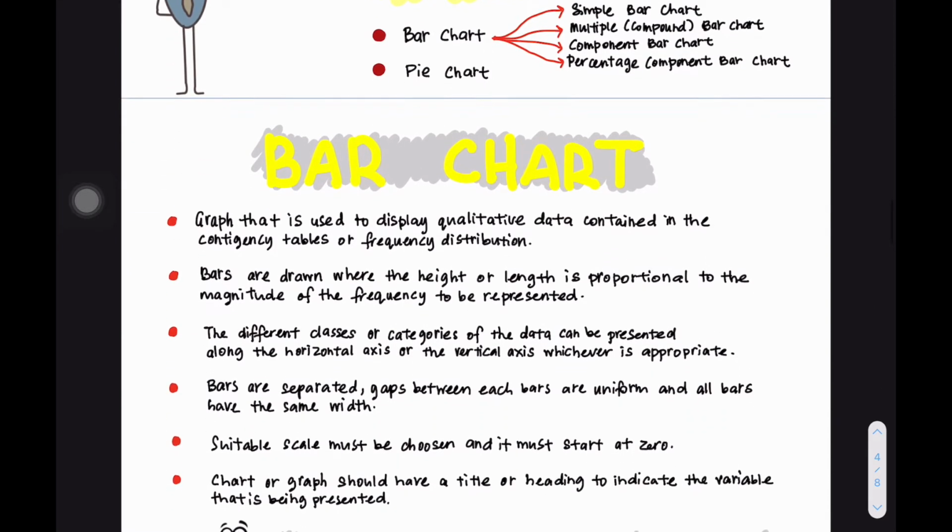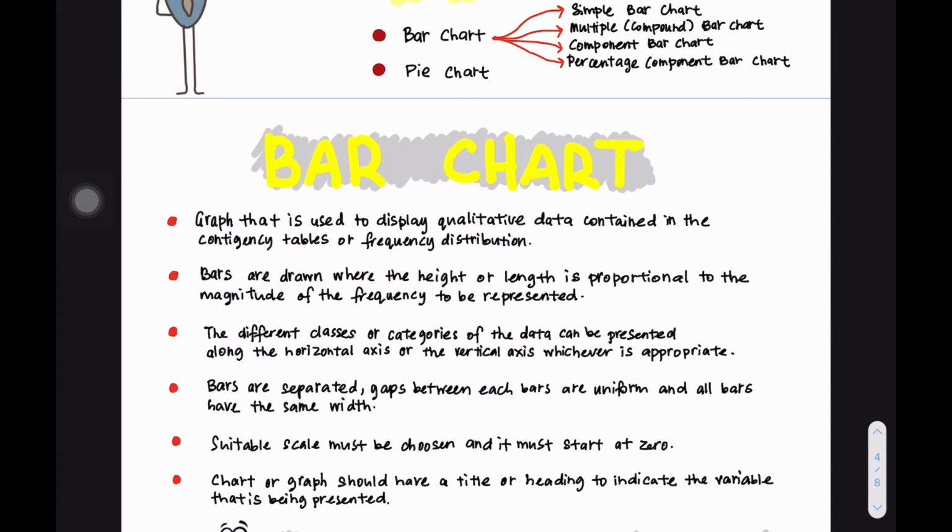So bar chart is the graph that is used to display qualitative data contained in the contingency table of frequency distribution. Maksudnya daripada contingency table dengan frequency distribution yang kita buat tadi, kita akan gunakan semua maklumat itu untuk kita sketch our bar chart. Okay, so bar chart ni dia terus kita lagi senang nampak because it is in terms of figures. So daripada figures tu kita terus boleh baca maklumat-maklumat yang berkaitan dengan qualitative data kita.